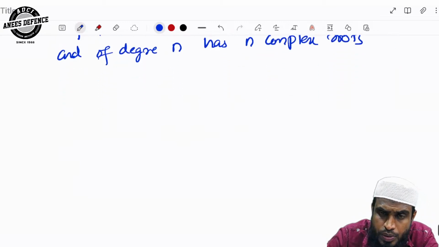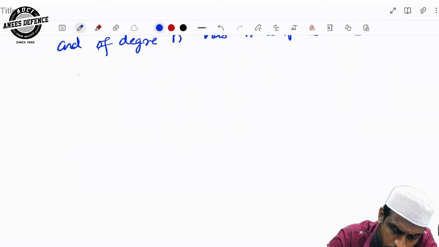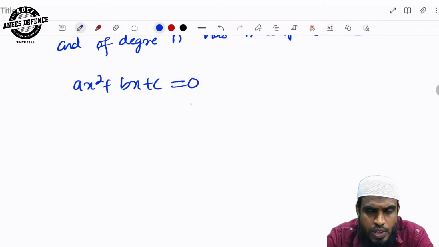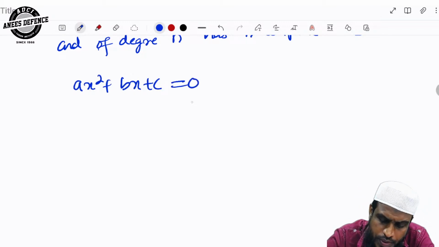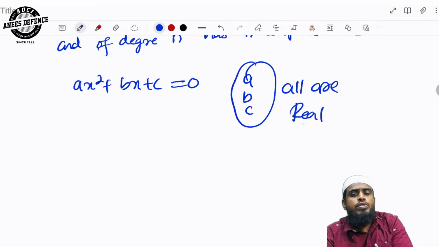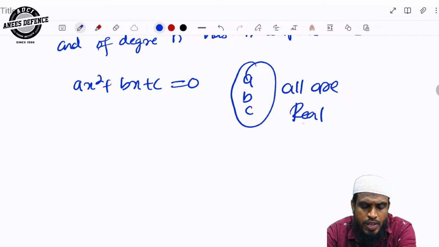Another one, you can see ax square plus bx plus c equal to 0. That is a quadratic equation, general quadratic equation. Here a, b, c all are real. Ax square plus bx plus c.